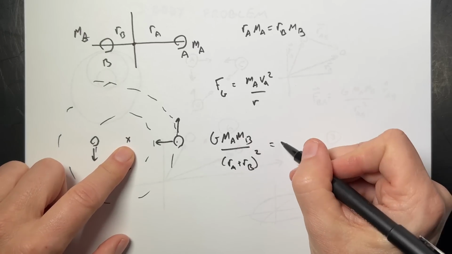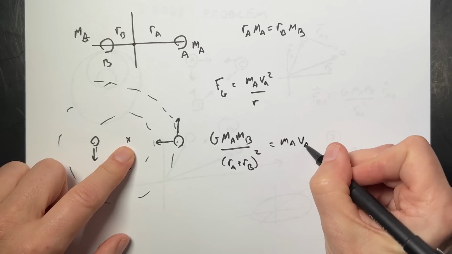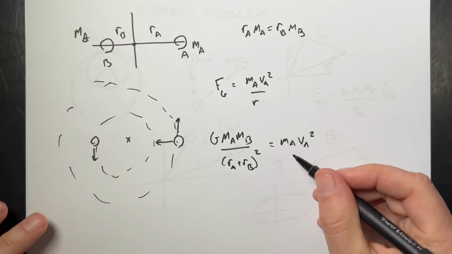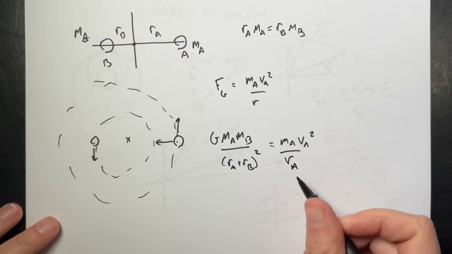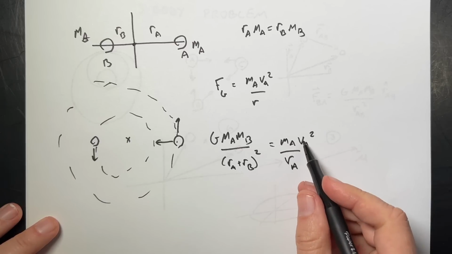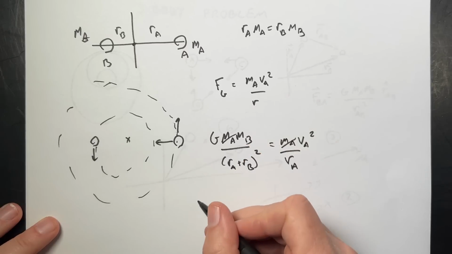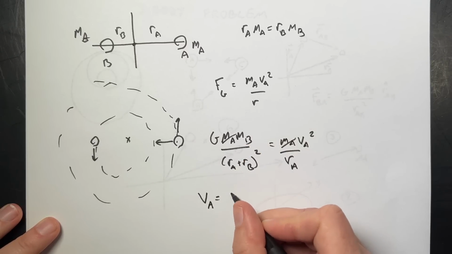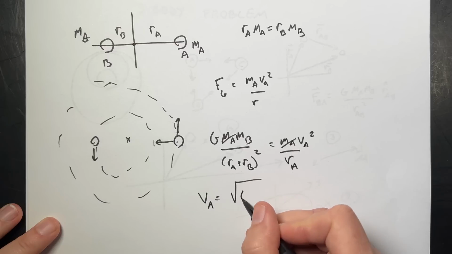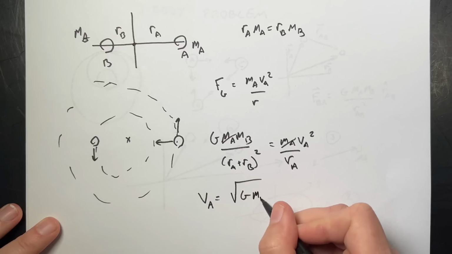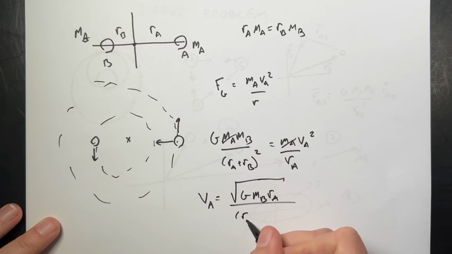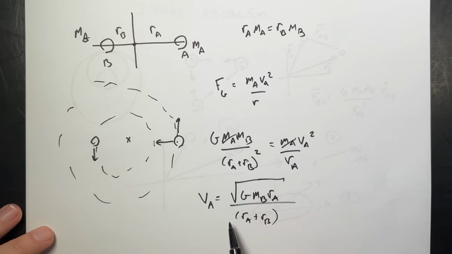And then over here, I get MA VA squared over the circular radius. You'll notice that's just RA, right? It's moving in a circle of radius RA. And now I want to solve for VA. That cancels. And I get VA is going to be the square root of G mass B RA divided by RA plus RB, squared. I could put in the square root, but it came out to 2.